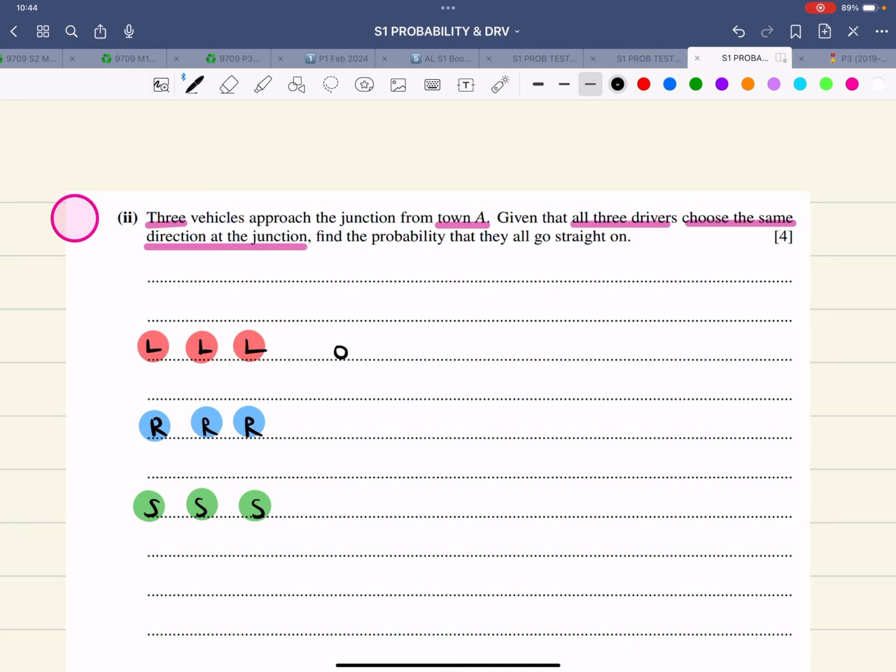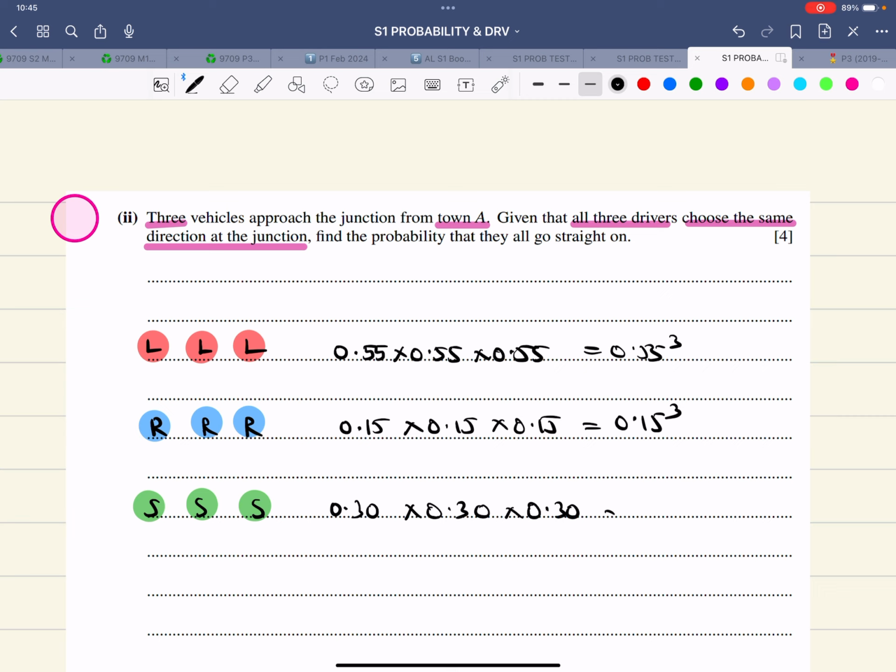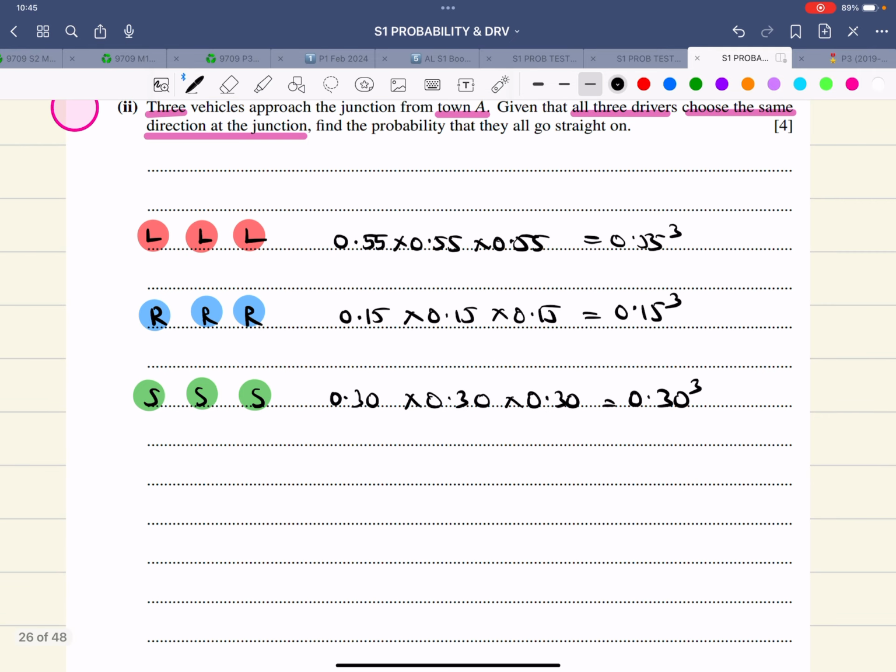So this is 0.55 into 0.55 into 0.55. This is 0.15 into 0.15 into 0.15. If someone wants to write this thing as 0.55 cube, that is perfect. This is 0.15 cube, that is perfect. This is 0.30 into 0.30 into 0.30, which is 0.30 cube. So the total over here is coming out to be 0.19675. This is exact, no rounding off.